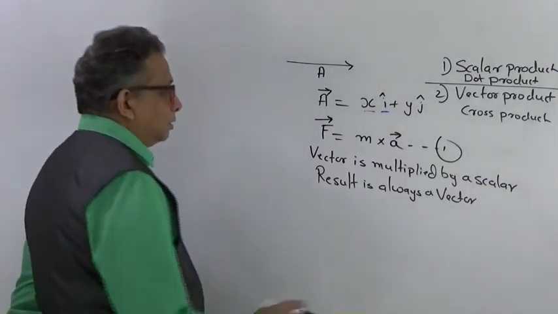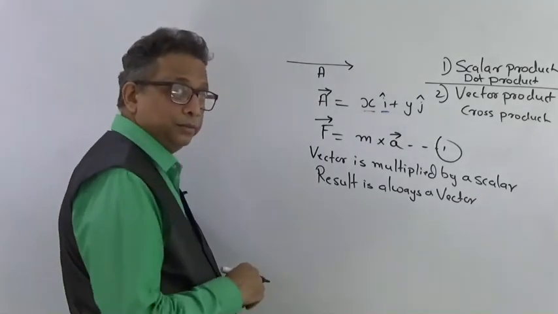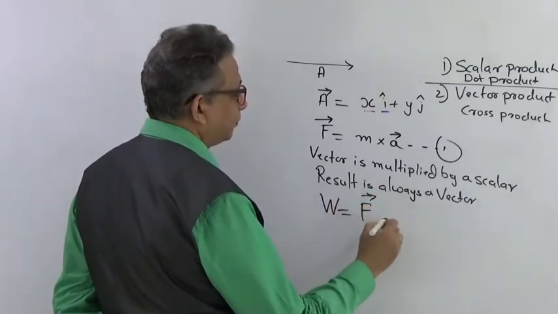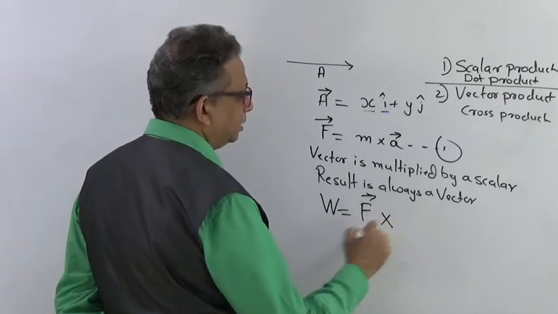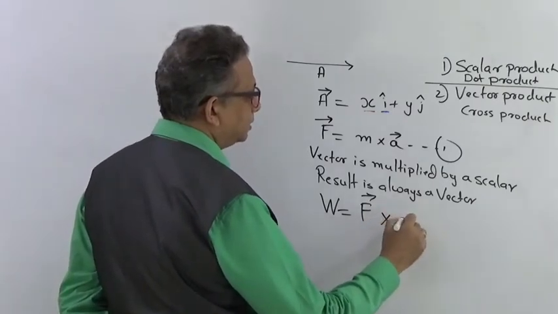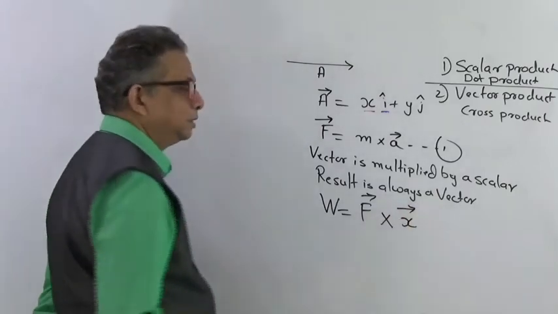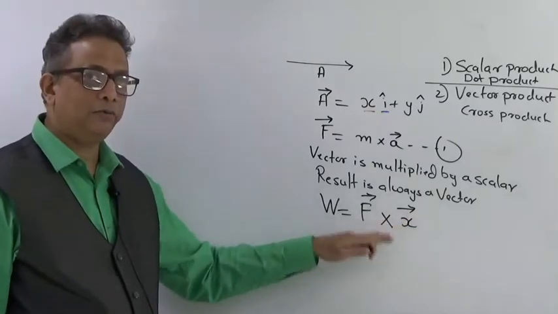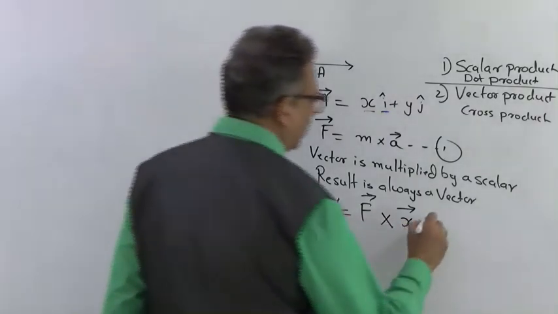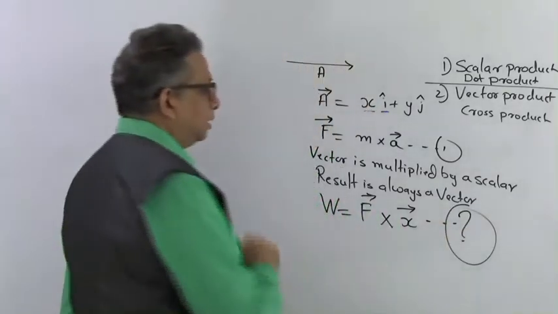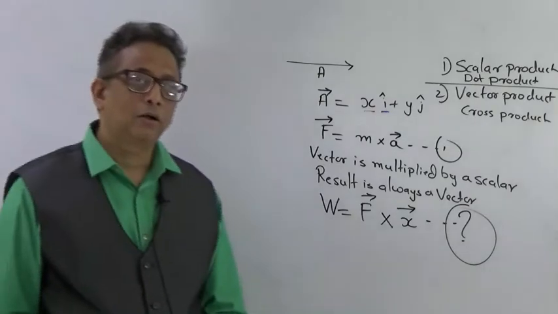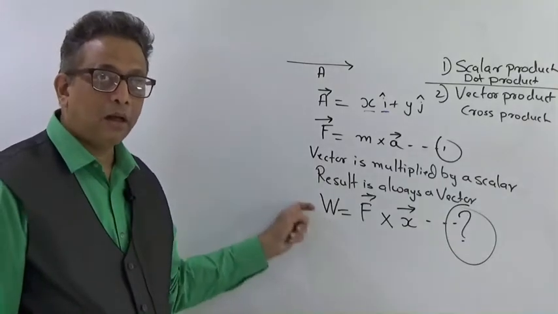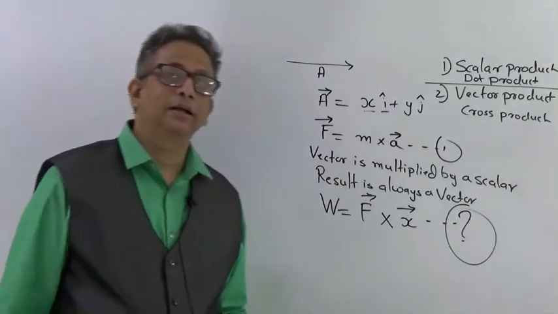Similarly, if I talk about work done, the work done is equal to force F, I would now just use the multiplication sign, force F multiplied by distance x. Work done is force into displacement, and displacement is also a vector, force is also a vector. Now here we have a question mark, that in this particular case the result of multiplying two vectors is not necessarily a vector.